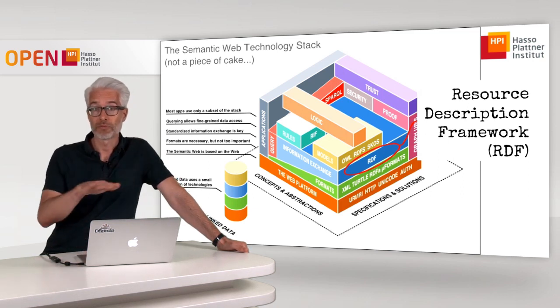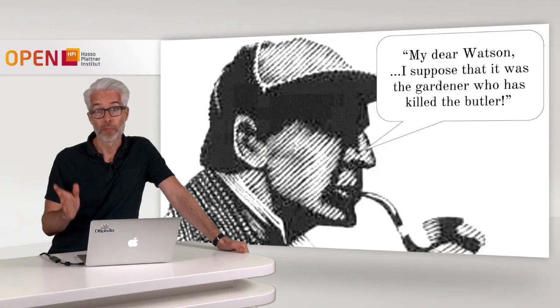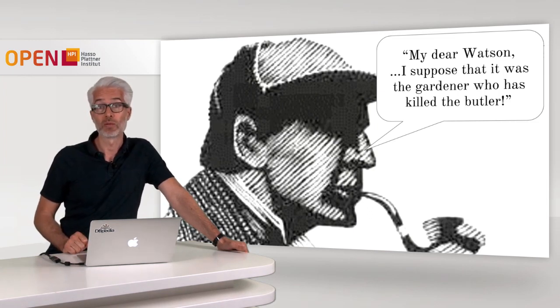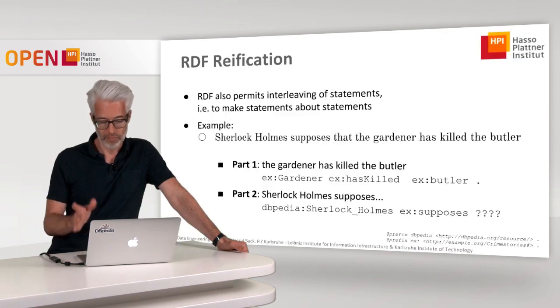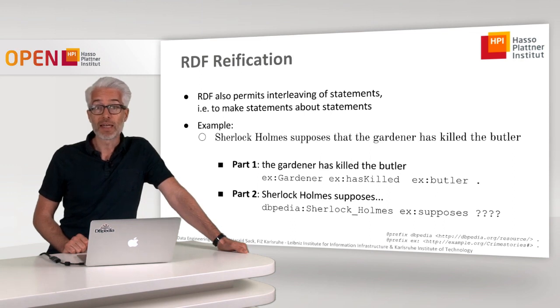We are on the layer of the resource description framework and we are talking about further possibilities and refinement of the RDF syntax. So what we want to discuss now is to make statements about statements, like this very nice example of Sherlock Holmes who says, "My dear Watson, I suppose that it was the gardener who has killed the butler." So how to represent a fact like that in RDF? RDF luckily provides a way of interleaving statements, so to make statements about statements. We have the example here, Sherlock Holmes supposes that the gardener has killed the butler.